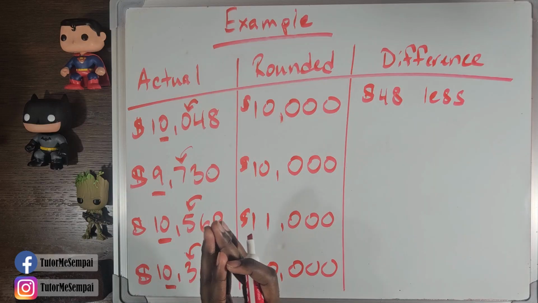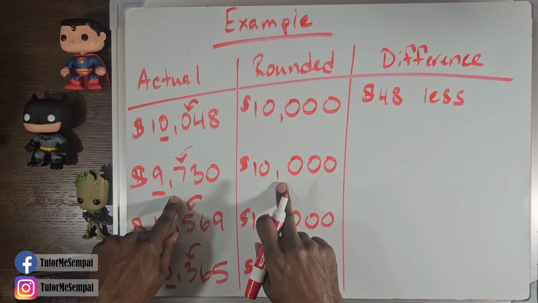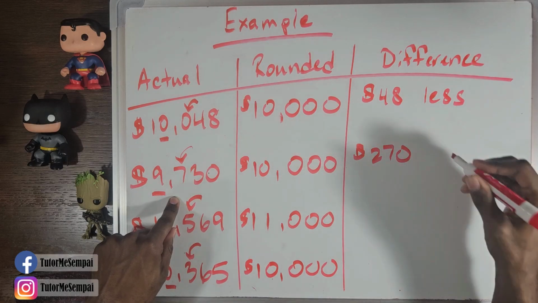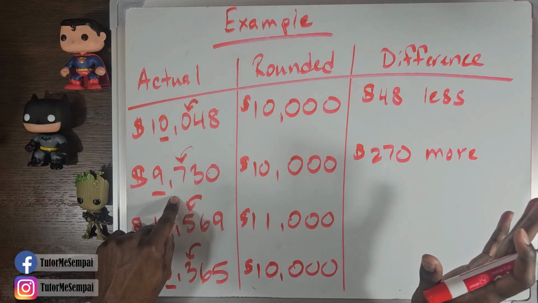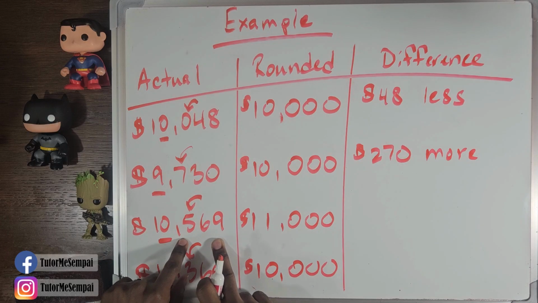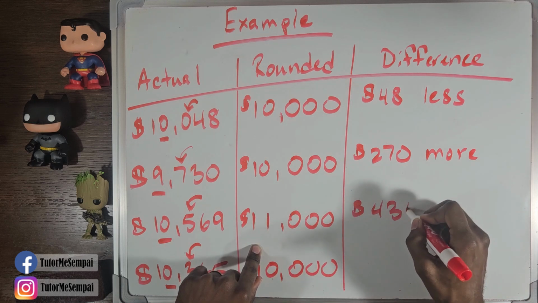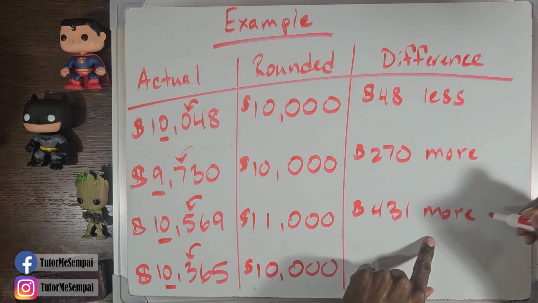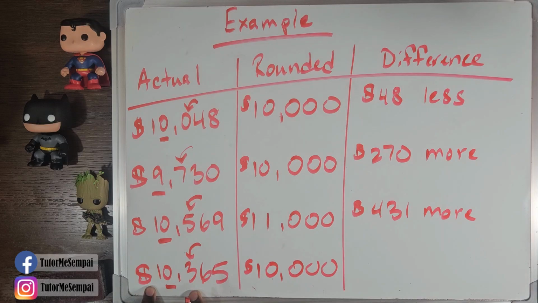Hey, round me as much as you want, you may think. However, when we get to this next bill, you're thinking you should be paying $9,730, but they're charging you $10,000. That means you're going to be paying $270 more. Now you're like, hey, maybe this rounding is not such a good idea. But let's look at our next bill. You're thinking you should be paying $10,569. They're charging you $11,000. That's going to be $431 more. Now you're really getting charged more, way more than what you should be getting charged, and you're not really liking it.